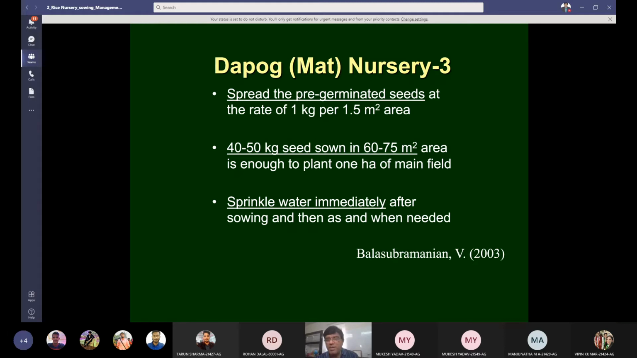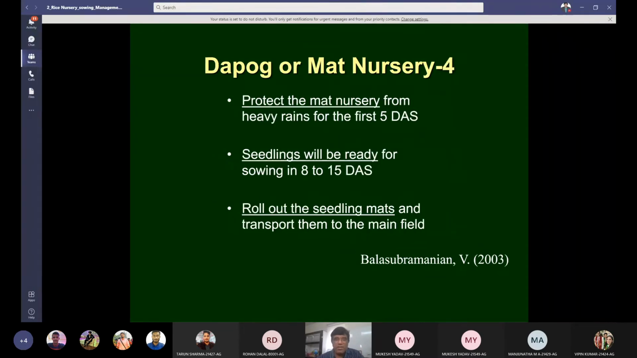Spread the pre-germinated seeds at the rate of 1 kg per 1.5 square meters. 40 to 50 kg of seed sown in a 60 to 75 square meter area is enough. So this is the ratio of area and seed. Depending upon your seed, you can select the area, and the density of sowing should be the same, 1 kg per 1.5 square meters. Then sprinkle water immediately after sowing and then as and when needed. You need to spread the seed and then sprinkle the water.